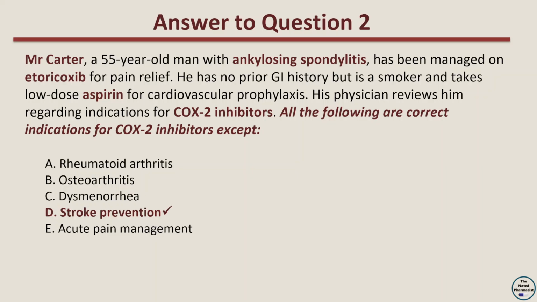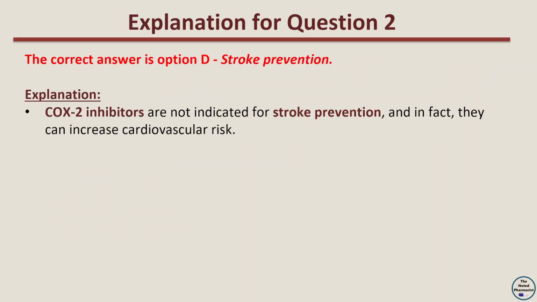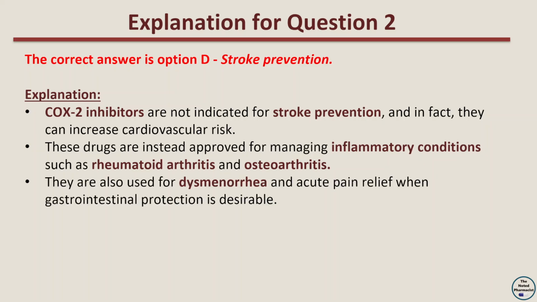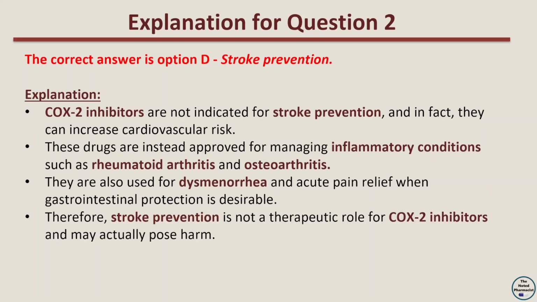The correct answer is option D, stroke prevention. The explanation is that COX-2 inhibitors are not indicated for stroke prevention, and in fact, they can increase cardiovascular risk. These drugs are instead approved for managing inflammatory conditions such as rheumatoid arthritis and osteoarthritis. They are also used for dysmenorrhea and acute pain relief when gastrointestinal protection is desirable. Therefore, stroke prevention is not a therapeutic role for COX-2 inhibitors and may actually pose harm.